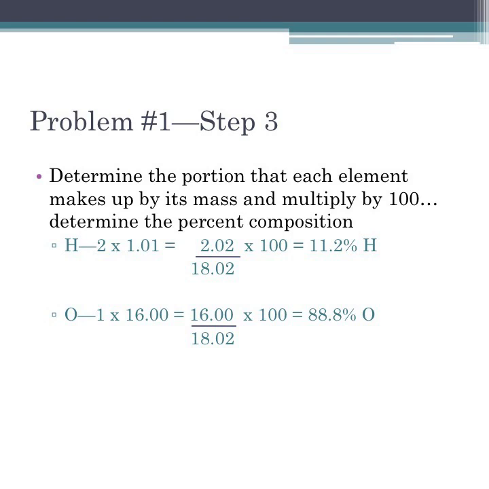Percentages that are all given for the whole substance should always add to equal 100, as 11.2 and 88.8 add to equal 100%. So pat yourself on the back. You did a percent composition problem.